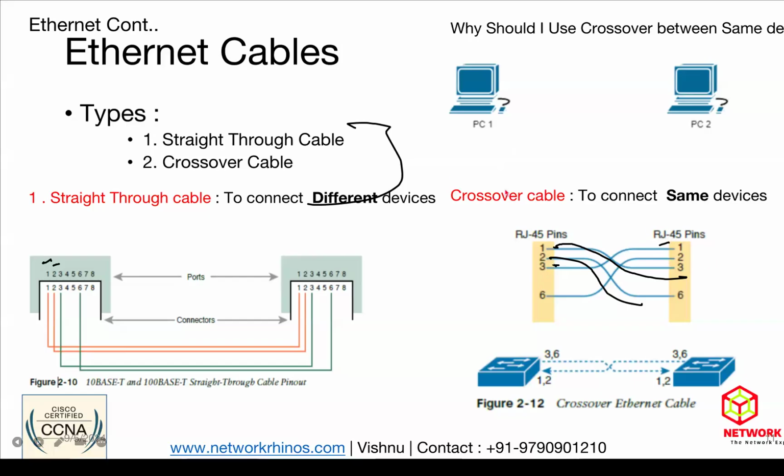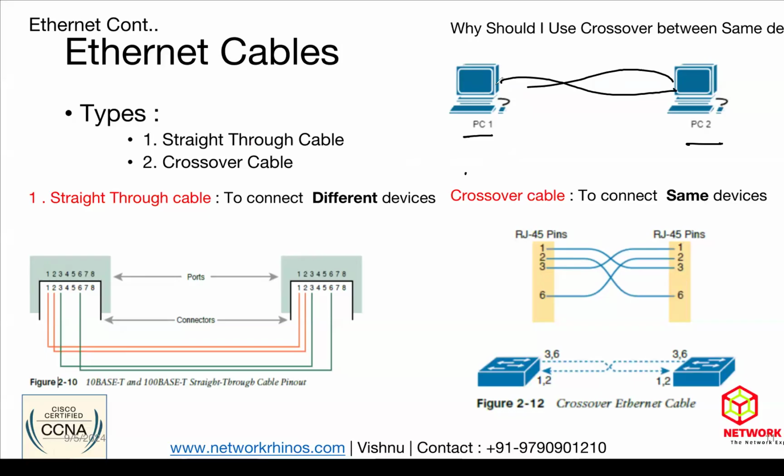Ulta means crossover cable. Now, why do we have two types of cables? Because whenever you're connecting two same devices, you have to use a crossover cable. If you're connecting a PC to a router, then use a straight through cable. Same device means crossover, different device means straight through.